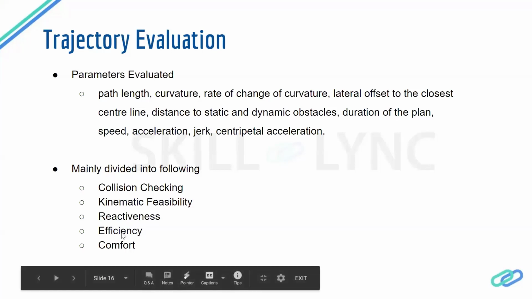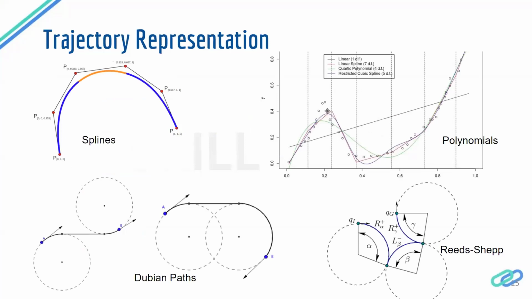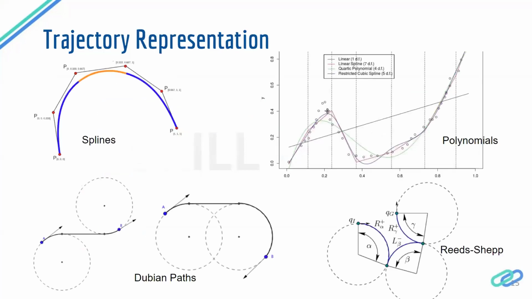These are rated in almost the same order, because the first most important thing for the trajectory is that it should be non-colliding, so that the trajectories are safe. Next, it should be kinematically feasible, and it should be reactive, efficient, and comfortable. So this is how the trajectories are evaluated, and the best one of these is used. Let's look into how the trajectories are represented.